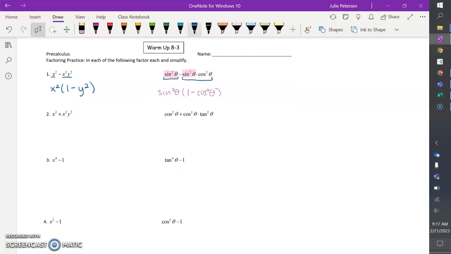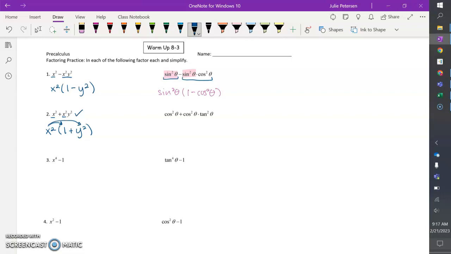All right, for the second one, same idea, but our GCF is x squared for both of these. X squared. And then that becomes 1 plus y squared. If you're ever not sure if you factored it right, go ahead and distribute back in and make sure that it equals what we started with.